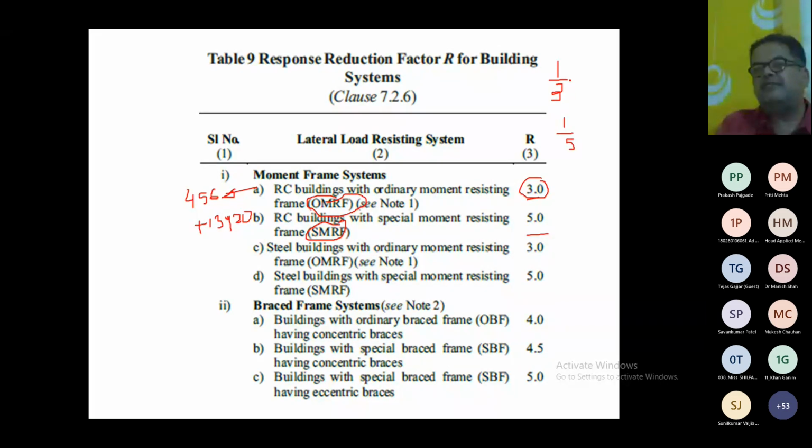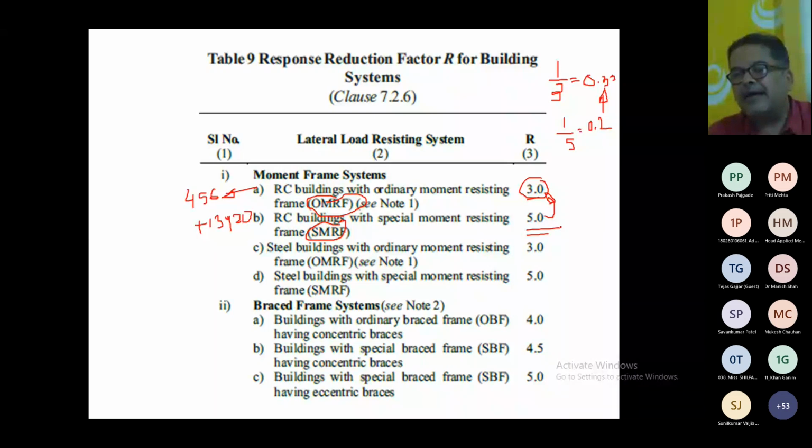So what is this? Basically, this is 0.33, and this is 0.2, right? And it is almost a 65% increase in the load. You see, the code has given a direct penalty. If you are following IS 13920, it is good. And if you don't follow, then you design your system for the 65% higher load.